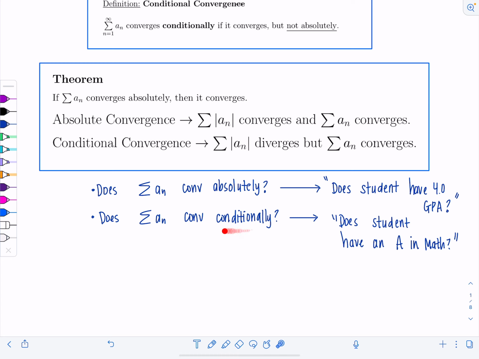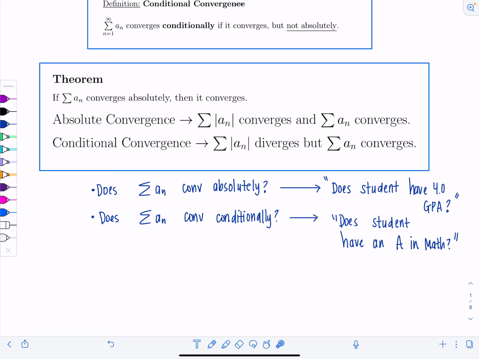You don't want to check the other way around. You don't want to check this first, because if a series converges conditionally, well, that's all fine and dandy, but you still don't know if it converges absolutely. So you don't want to check this first. You always want to check this guy first, because then that will let you know what's going on here more often than not. Think about it this way. If you check if someone has an A in their math class, that doesn't tell you whether or not they have a 4.0 GPA. But if you answer this question first and you can say yes, then you know for sure they have an A in math.